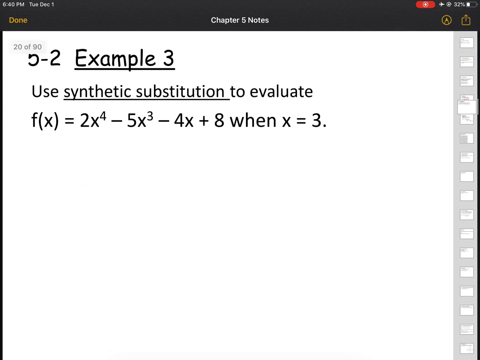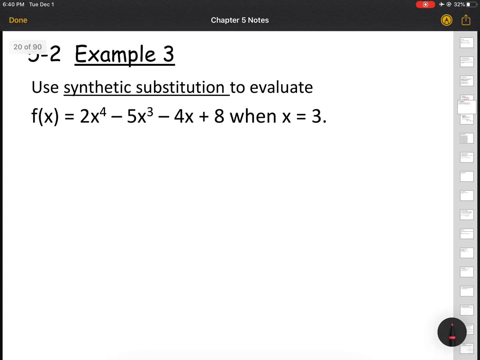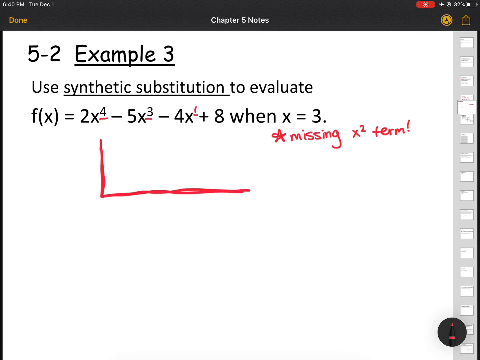So if we try this, first we have to make sure, is it in standard form? Do my exponents go from biggest to smallest? Well, it goes 4, 3, 1, 0. So that's good. Now we have to see, am I missing any exponents? So 4, 3, 1, 0. I'm missing my x squared term, or my exponent of 2, right? So I know I need to put in a smiley face placeholder for my x squared term.